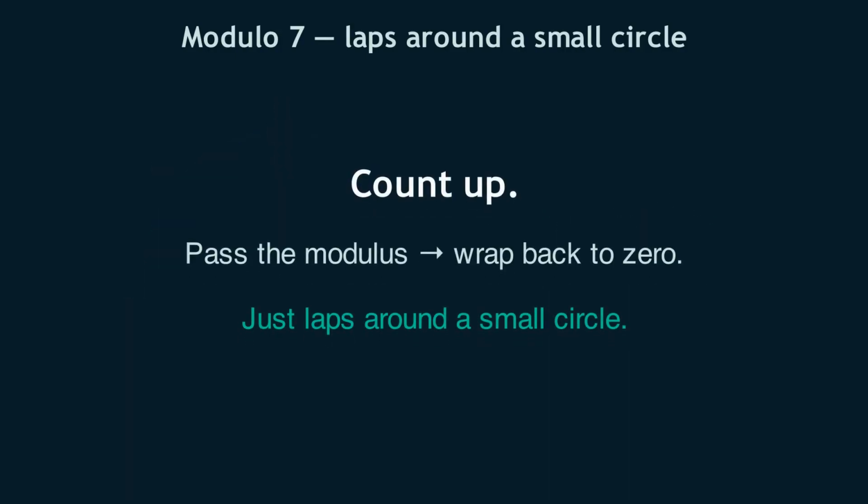What's 10 modulo 7? Well, 10 wraps around 7 once. Remainder is 3. What about 14 mod 7? 14 makes exactly 2 laps, so the remainder is 0. So you land right back at the start. And that's all it really is. You count up, and whenever you pass the modulus, you wrap back to 0. It's just laps around a small circle.